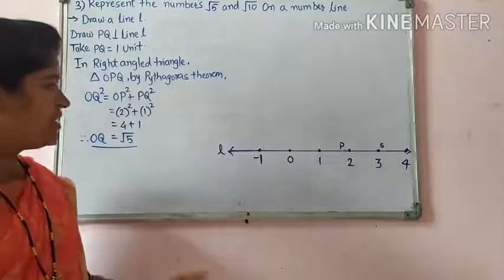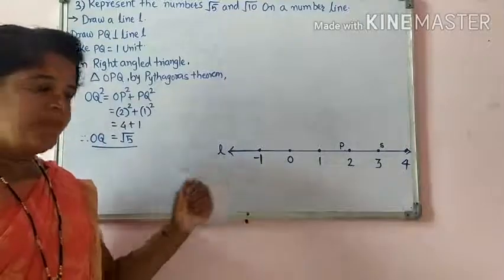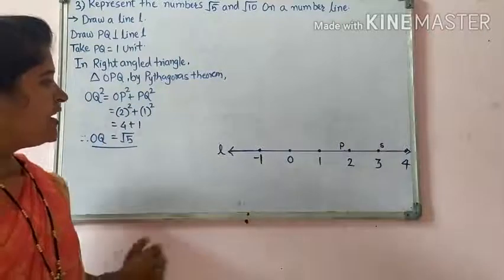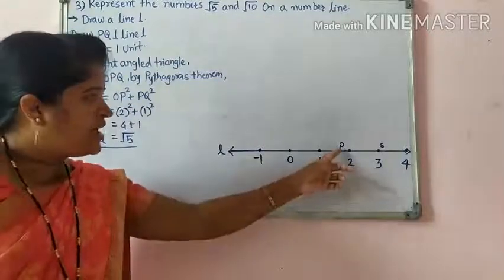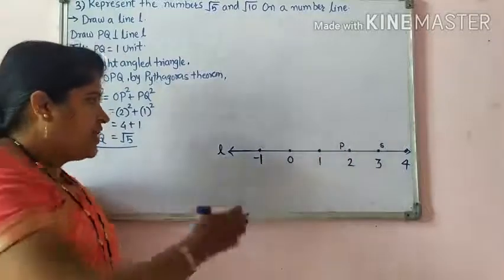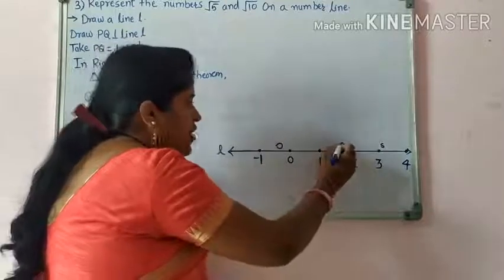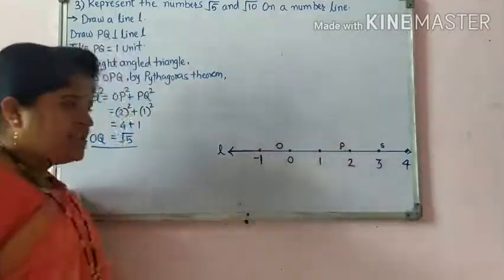So for this purpose, first of all, draw a number line. Let us give the name L to this line. Now here are some points. We shall take here point 0 represents O. Here 2 represents point P and 3 represents S.